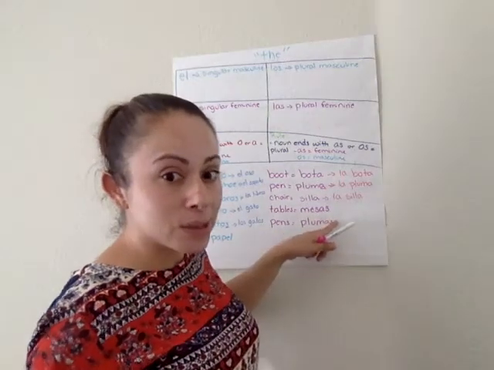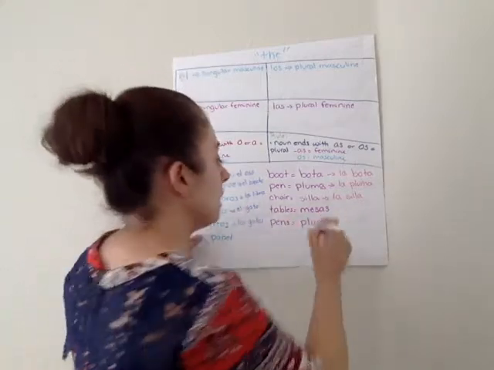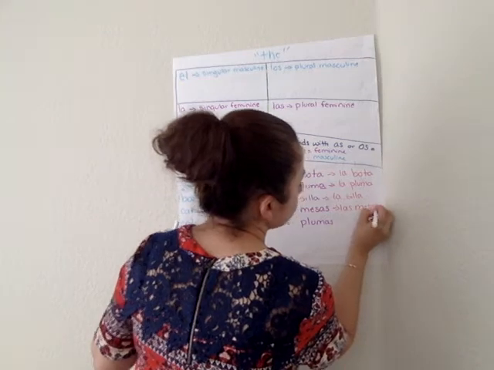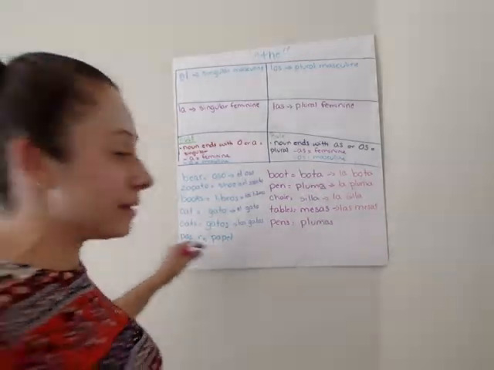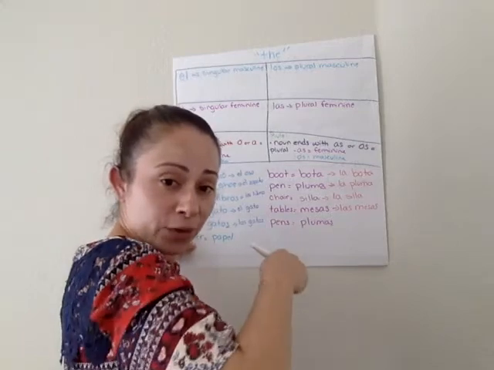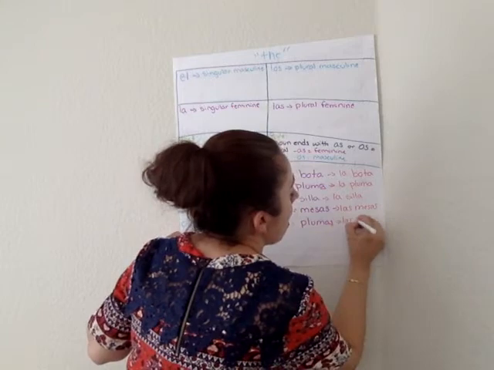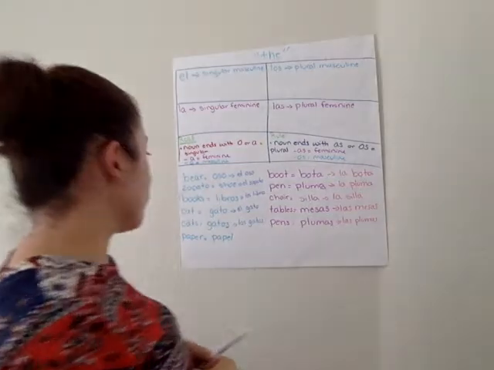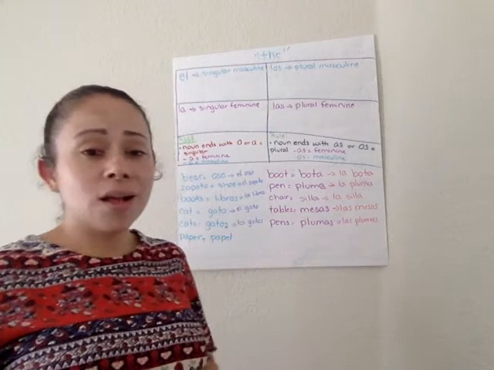Then we have tables, mesas. It ends with an S, so it's the plural form. Let's look at the letter before the S. Oh, it's an A, so it's feminine, plural. So it's las mesas. Then we look at pens. Pens, more than one pen. Plumas. It ends with an S, so it's plural form. Then I look at the letter before the S, and it's an A, so it's feminine. Las plumas.